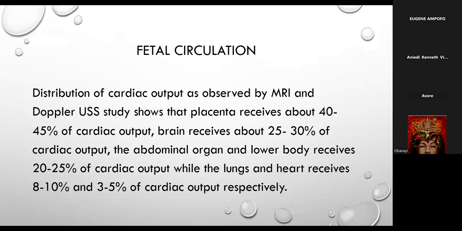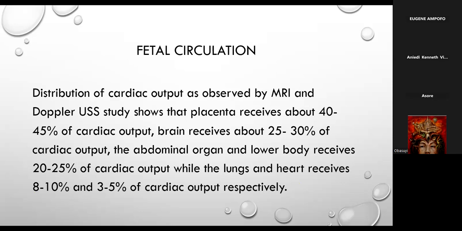So note that the distribution of the fetal cardiac output, when observing magnetic resonance imaging and Doppler, showed that the placenta receives about 45% of the cardiac output. The brain receives about 25 to 30%. The abdominal organs receive 20 to 25%, then the lungs receive about 8 to 10%, and the heart receives at least 3 to 5% of cardiac output, respectively.